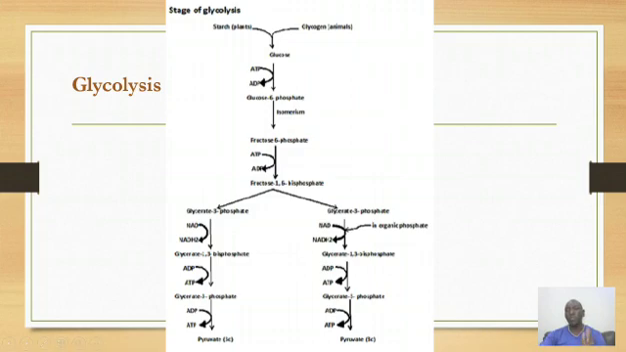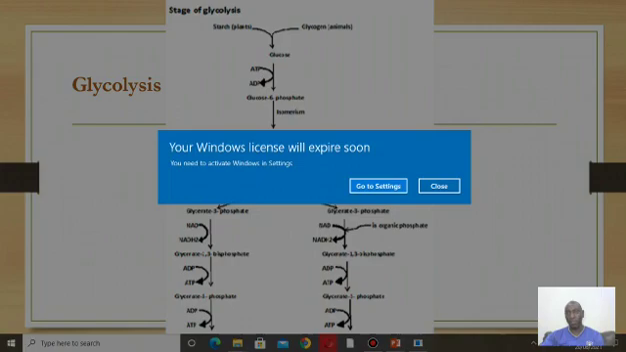We can see that we are beginning with glucose as a main respiratory substrate, but in the end, we shall end up forming 2 pyruvate molecules. Therefore, remember I told you, starch is the storage form of carbohydrates in plants, glycogen in animals. They are all converted to glucose.